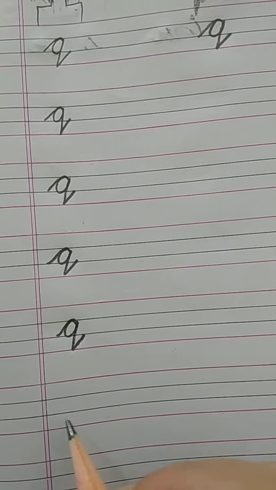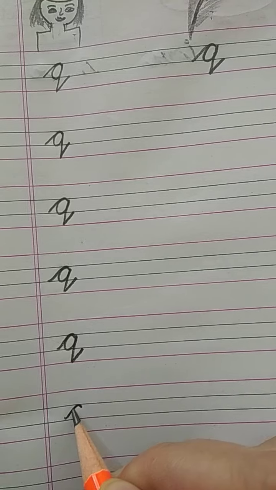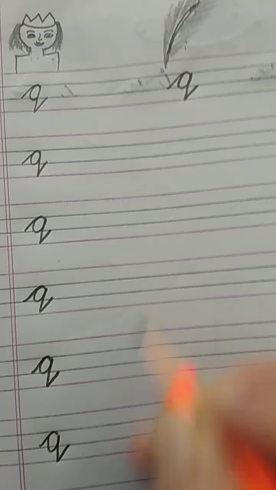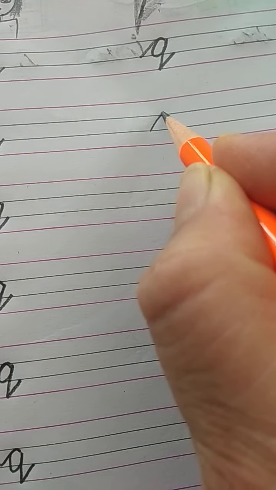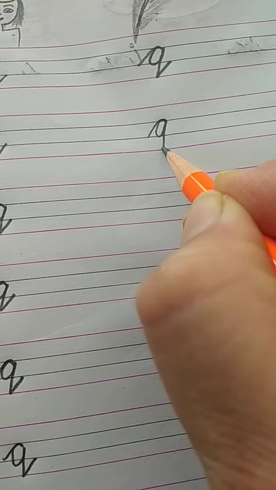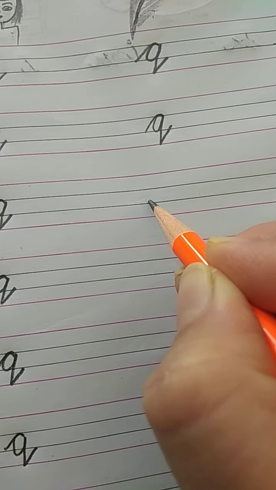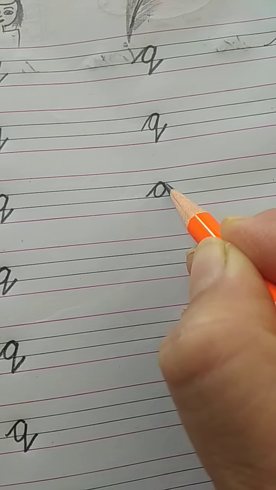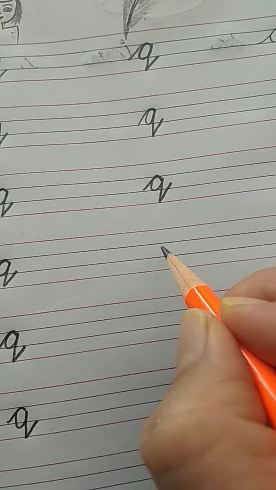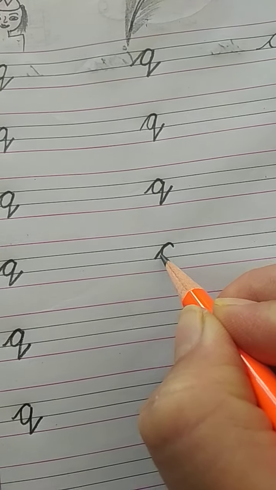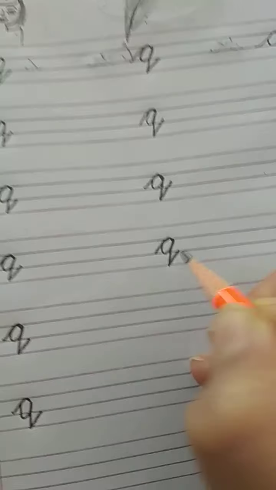Q for queen, Q for quill, okay? Queen, quill. Q for queen, Q for quill. Okay.